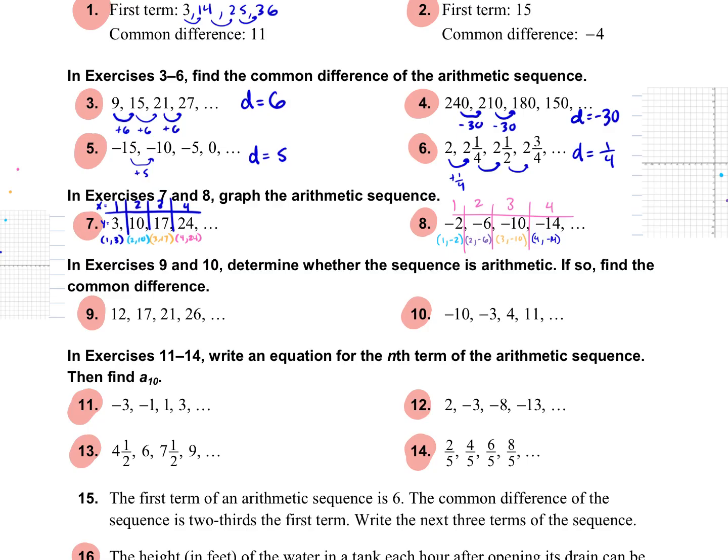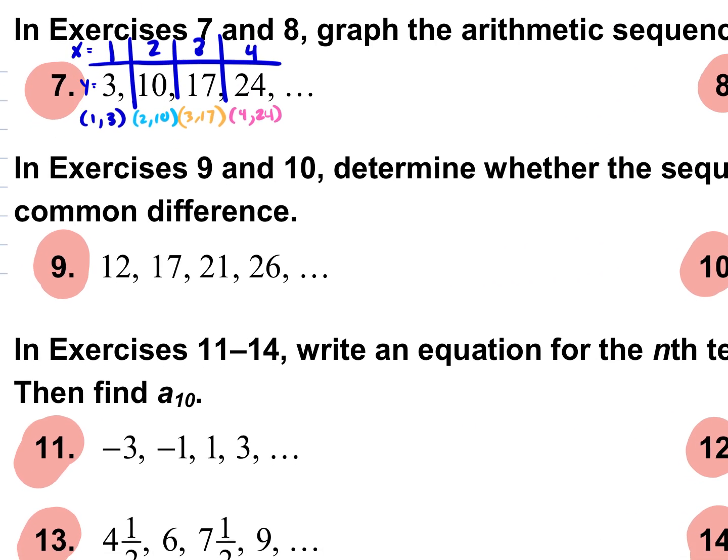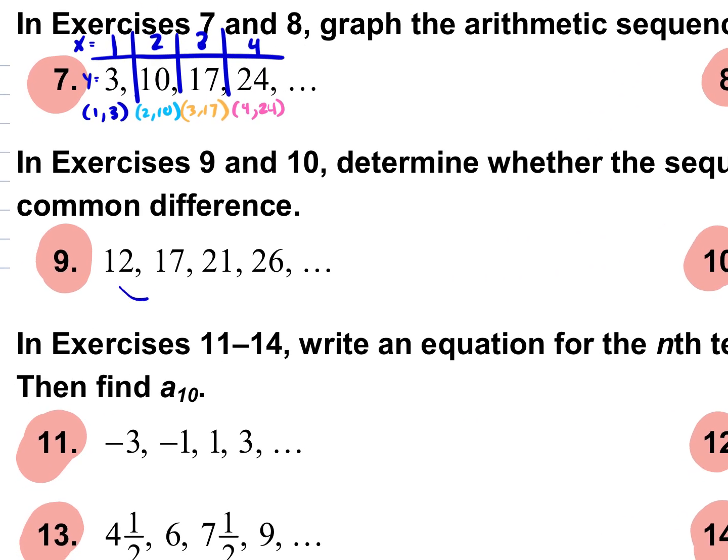For 9 and 10, we have to determine if the sequence is arithmetic and find the common difference. So what am I adding to get from 12 to 17? 5. What about 17 to 21? 4. So would this be arithmetic? No, because there's no common difference.